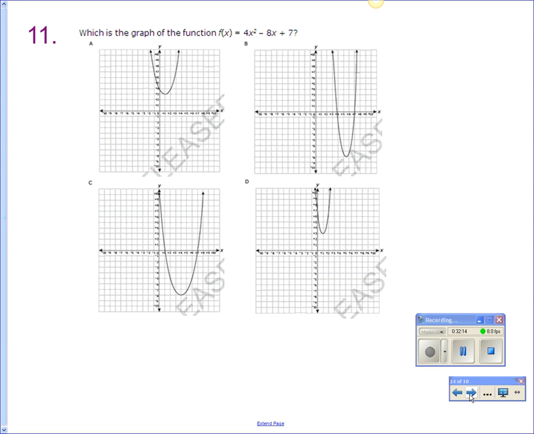Number 11. It's really hard to see up here. I think it's 4x squared. Is that -8x on your paper? +7 or -7? +7. Okay. Let's look at the front first. It has a +4. Does it open up or open down? Do they all open up? All right. What does the +7 tell us?